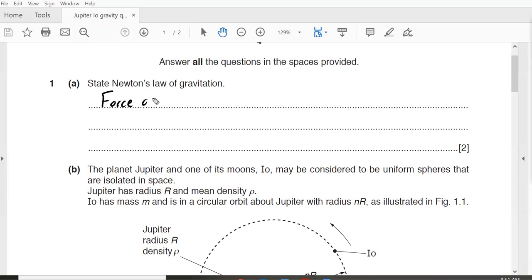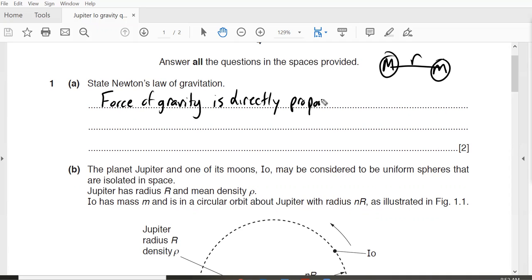Newton's law of gravitation says that the force of gravity is directly proportional to the product of the masses, right? So we have mass 1, mass 2, separated by a distance r, and Newton's law of gravitation describes how strong gravity is between two massive objects that are separated by a distance r. And Newton realized that the force of gravity is directly proportional to the product of the masses. That is to say, the more massive the objects are, the more gravity there is going to be between them.